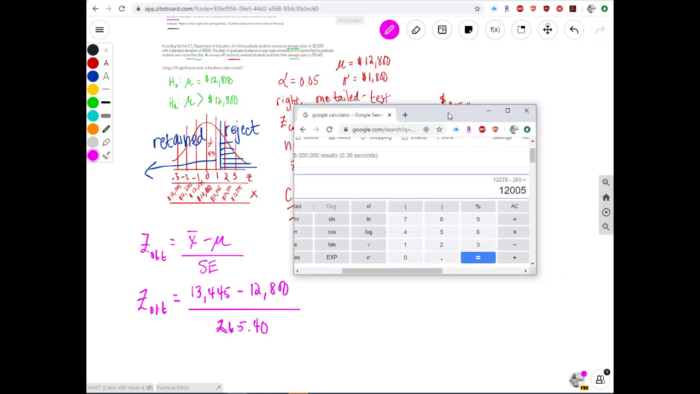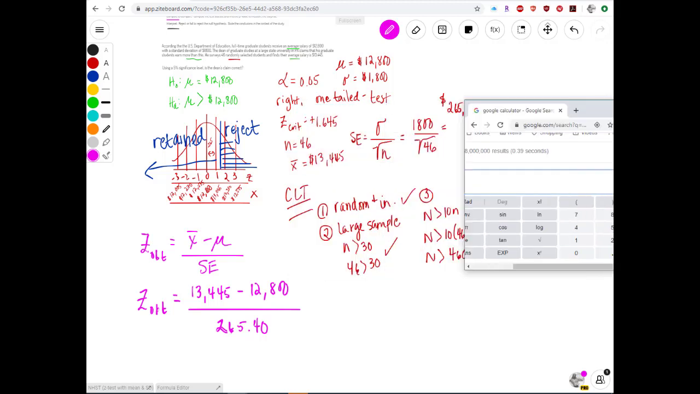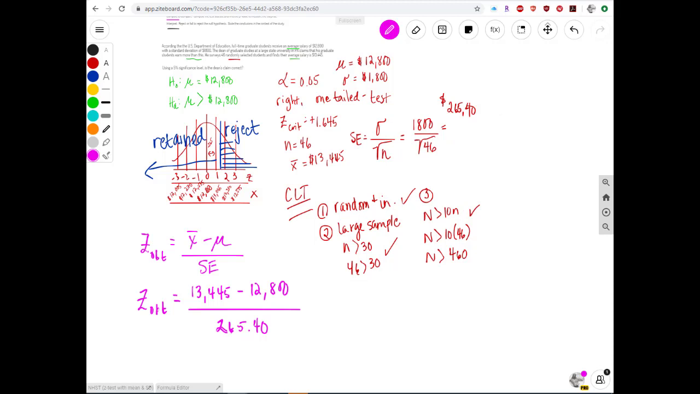Okay, need my calculator. Come here, Google Calculator, do your thing. So I'm going to clear this out and punch this in. So this is 13,445 minus 12,800. That gives me my numerator. Hit enter, divided by 265.40. Hit enter, and I get 2.43. So my Z obtained is 2.43.